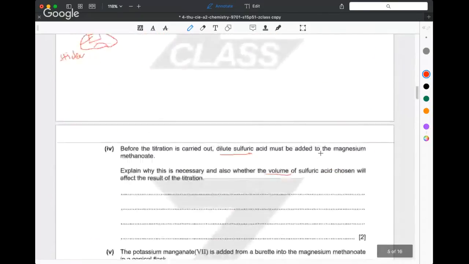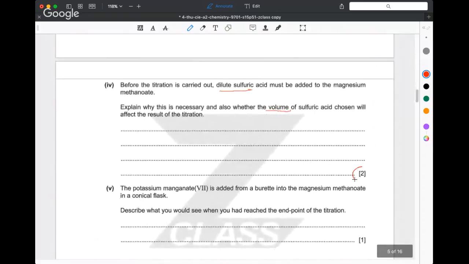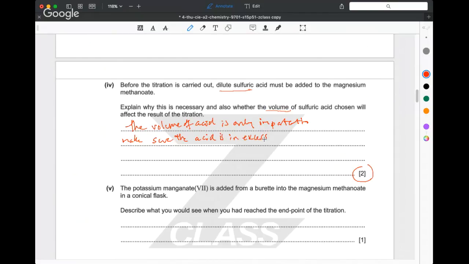So the answer the examiner was looking for down here, because you've got 2 points, is the volume of acid is only important to make sure the acid is in excess, or there's enough acid. So that was the one mark the examiner was looking for.